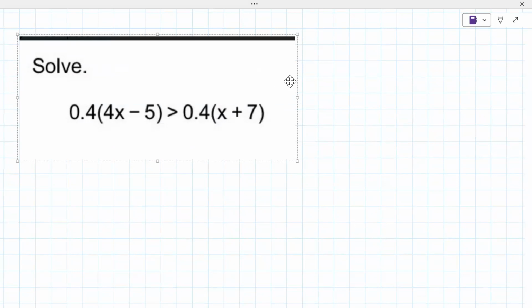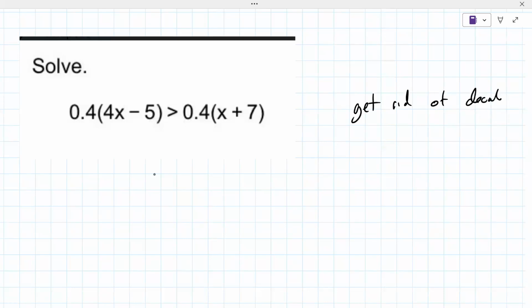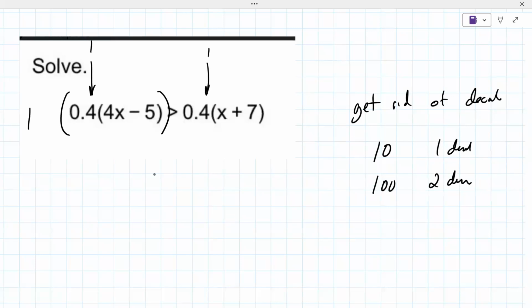All right. So this one, kind of like the others here, is decimals. You want to get rid of the decimal. So in this case, you count the number of decimal places. There's one decimal place there and one decimal place there. It's 10 for one decimal place, it would be 100 for two decimal places and so on. So you're essentially multiplying everything by 100.